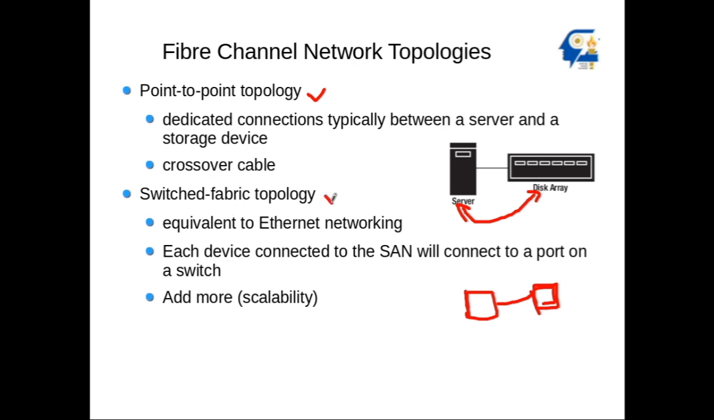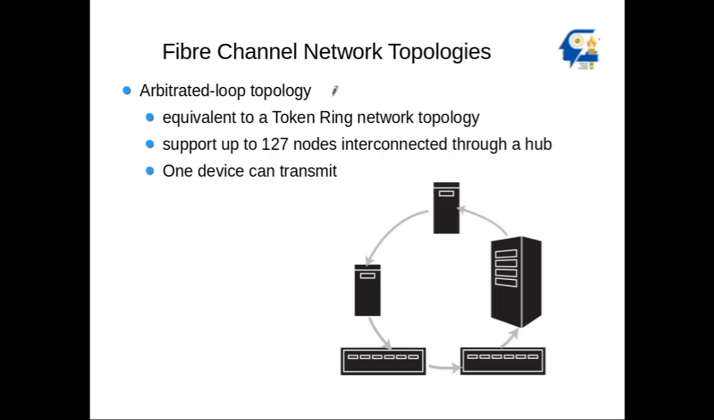And switched fabric topology, equivalent to Ethernet networking: devices can be connected to a switch, and from there it can be connected to the SAN port. This basically provides scalability. The next one is the arbitrated loop technology. This is equivalent to a token ring, so at a time only one device can communicate. It supports a maximum of 127 nodes.